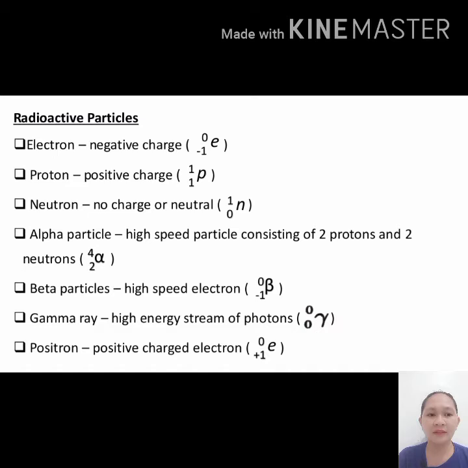The last one is the positron. Positron is a positively charged electron. So, there is a difference from the electron. The superscript is the same, but the subscript is different. In a positron, the subscript is +1, while in an electron, the subscript is -1. But they are both represented by the letter e.